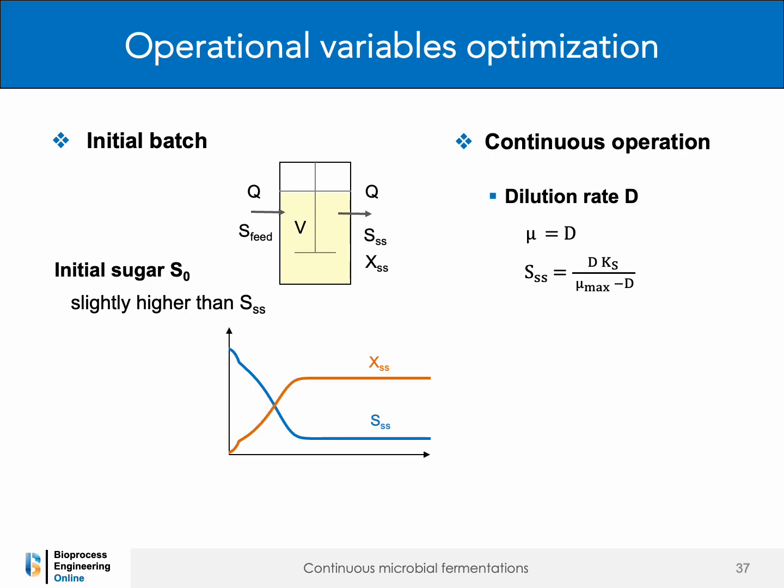During continuous operation, the dilution rate D is the primary operational variable to be optimized. It directly determines both the steady-state specific growth rate of the cells and the steady-state substrate concentration SSS. The second key operational variable is the feed substrate concentration S feed. For a given stoichiometric yield coefficient Yx/S, it determines the steady-state biomass concentration XSS that can be achieved.